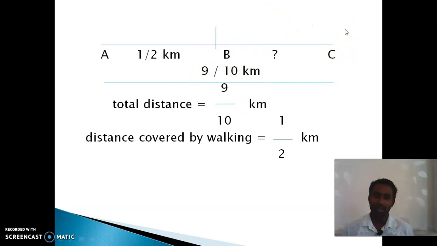Okay. So this kind of problem they will give. First, how to predict whether in the problem the total distance is given or not, and whether some distance was covered by an engine-powered vehicle, any vehicle, or by walking. That you have to understand. Okay.